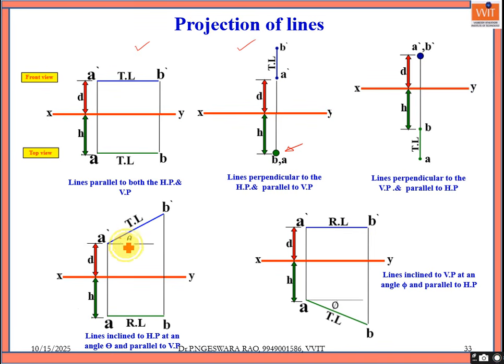Now the condition inclined to HP means this angle we can see in the front view. Hence in the front view we need to draw with the true length and true angle, whereas in the top view it is a reduced length but parallel to XY line. Whenever the line is inclined to VP, we can see this angle in the top view. Hence in the top view we draw a line with the true length and true angle with the vertical plane, and in the front view a line parallel to XY line with the reduced length. So these are the possible conditions: line parallel to both planes, perpendicular to any one of the planes, or inclined to any one plane.